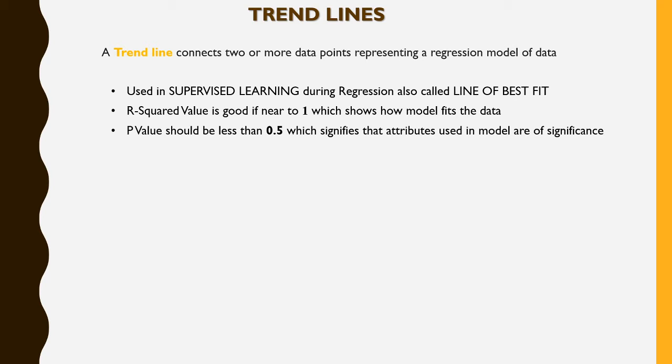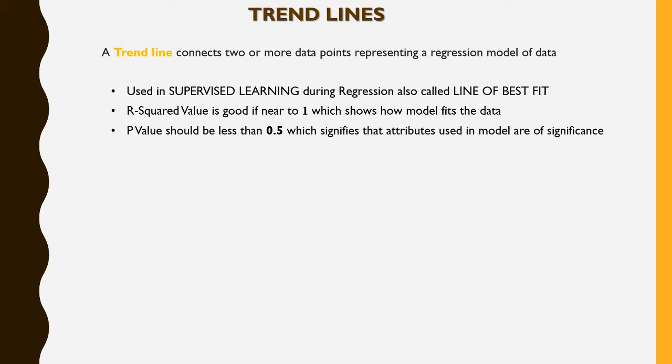Now, the second value that we need to remember is the p-value, where the p-value means the significance of the attributes that you are using in your model. So while creating your model, you are using various columns in it. Which column has more significance, and whether the columns that you are using in the model are of good significance or not, is told with the help of the p-value. If your p-value is less than 0.5, it would be good enough. But if your p-value is greater than 0.5, it means the attribute that you are using for creating your model is of less significance.